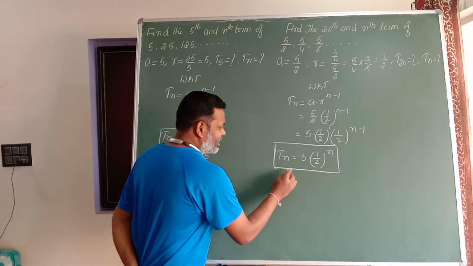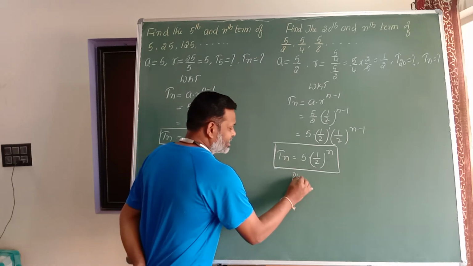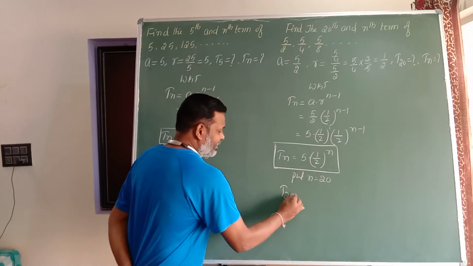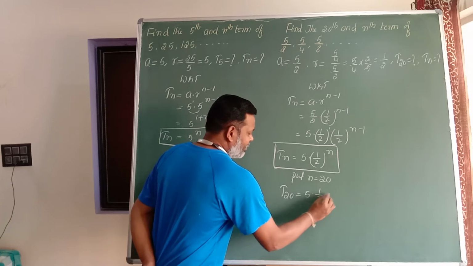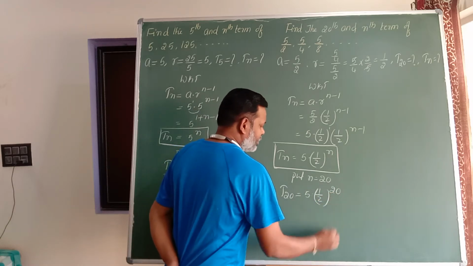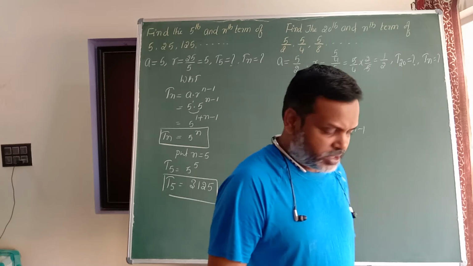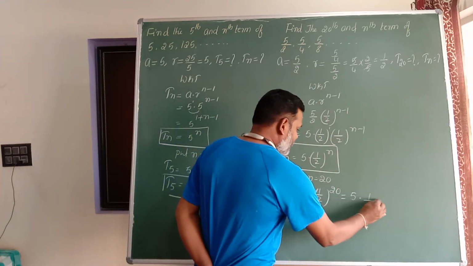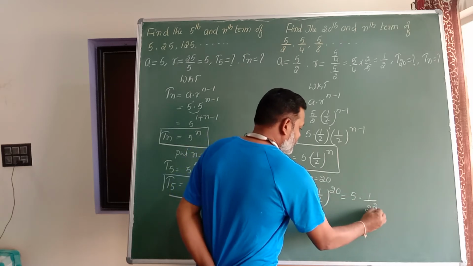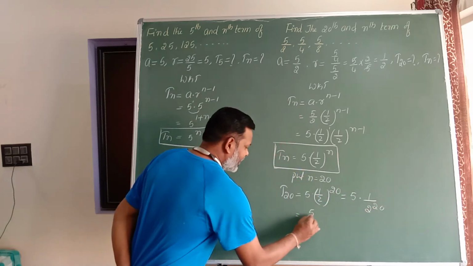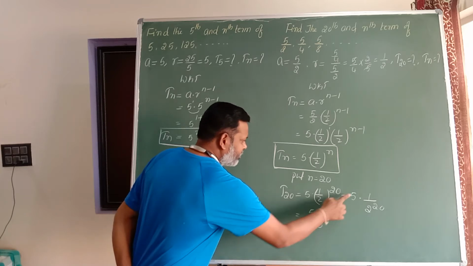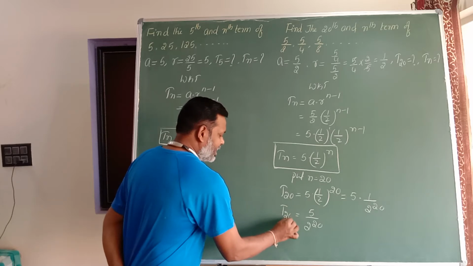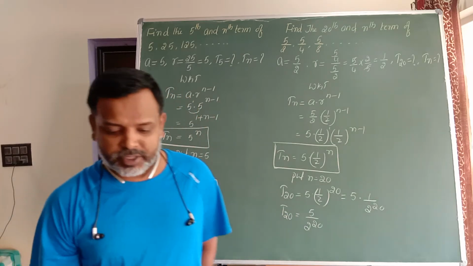To find out the 20th term, I mean T20, put n is equal to 20 here. When n is equal to 20, this becomes T20, that is equal to 5 into 1 by 2 whole power 20. So now you can keep this one like this. Okay, I can write 5 into 1 power 20 is 1 divided by 2 power 20. So this can be simplified as 5 divided by 2 power 20. 5 into 1 by 2 power 20 is 5 by 2 power 20. This is what T20.